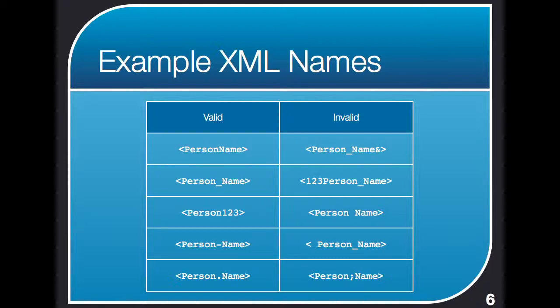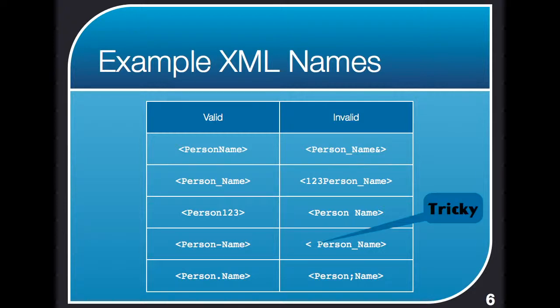In the right column, you'll see a bunch of names that are invalid. The first one is person underscore name with an ampersand on the end, and ampersands are one of the non-allowed characters. You can't have that in the name. The second example, 123 with then the underscore, well, that doesn't start with a character, it starts with a number. That's invalid. The third one has a space in the middle of it. Oh, that's invalid too, because you can't have spaces. They have to be lumped together as person name, all one string.